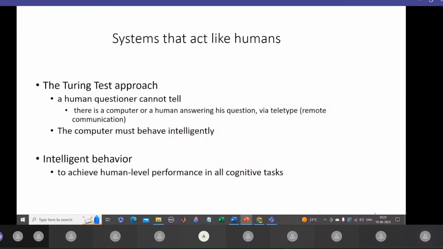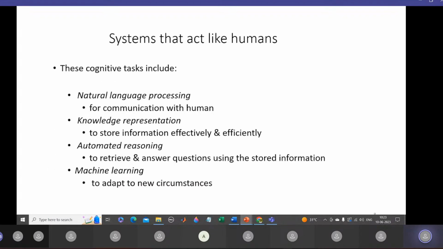So system that act like a human, that is where you have the Turing test. So a questionnaire cannot tell. So there is a computer or a human being who will be answering, and the computer has to behave intelligently. So what is that intelligent behavior? They have to achieve the performance of the human level for all your cognitive tasks. So whatever cognitive task you give, the system should behave like a human being with intelligence.